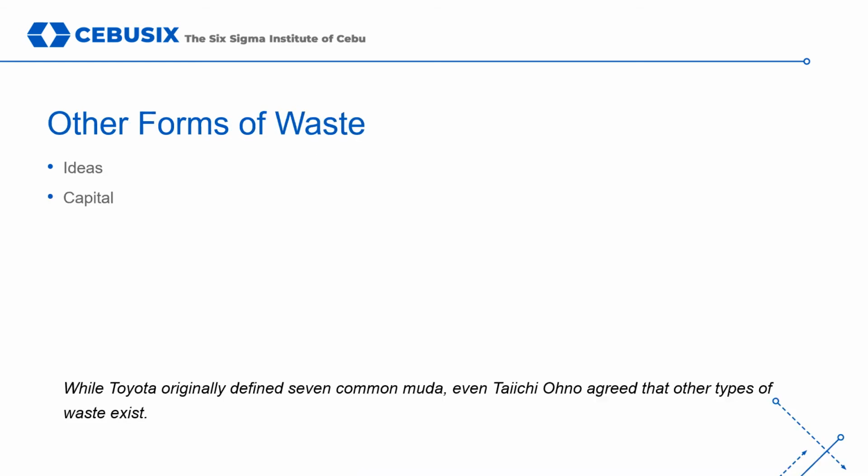While Toyota originally defined 7 common Muda, even Taiichi Ohno agreed that other types of waste exist. In this section, we are going to take a quick look at 2 other common forms of waste within an organization that do not fit into the 7 traditional forms of Muda. These forms of wasteful activity include the ignoring of other people's ideas and the failure to invest available capital into improving the organization.